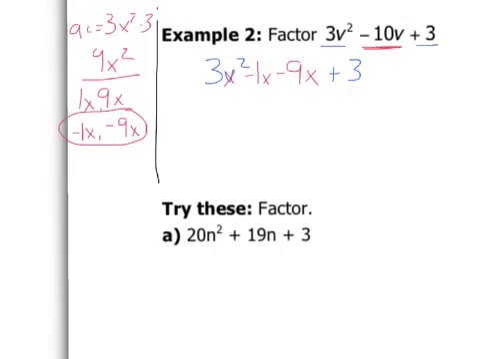And then I group my second two together. So what could I divide out of 9x and negative 15? 3. So 3 comes out in front of the parentheses. 9x divided by 3 is 3x. Negative 15 divided by 3 is negative 5. So we bring out a positive 3 and use a plus sign here.